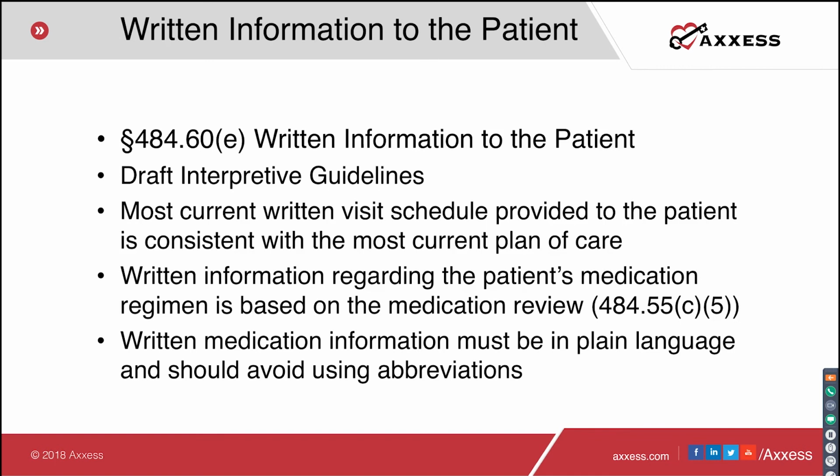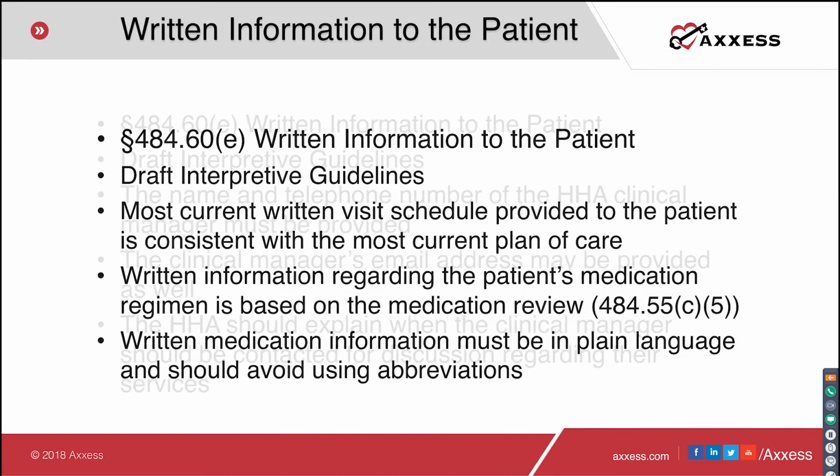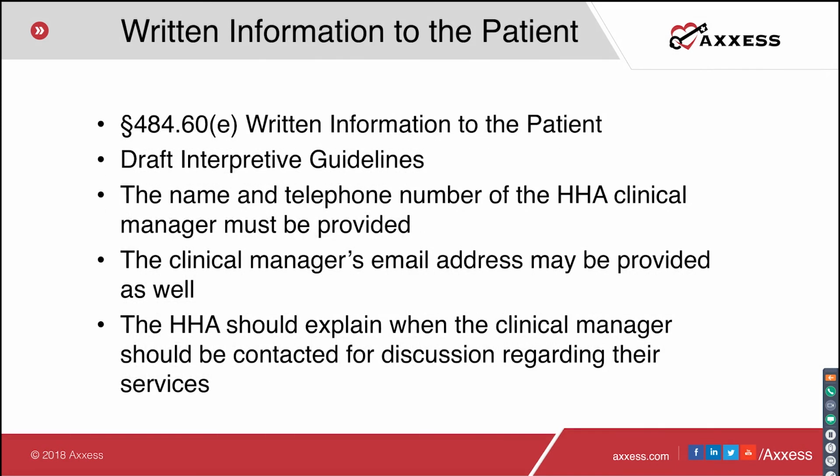But it needs to be in plain language, and you can't use abbreviations in this written information about medications. As far as the clinical manager, the draft interpretive guidance tells us that the name and the phone number of that agency's clinical manager has to be provided. They're talking about the business phone number here, and that the clinical manager's email address may be provided as well if you want to, but you don't have to. And then the agency should explain when that clinical manager should be contacted for discussion about their services.